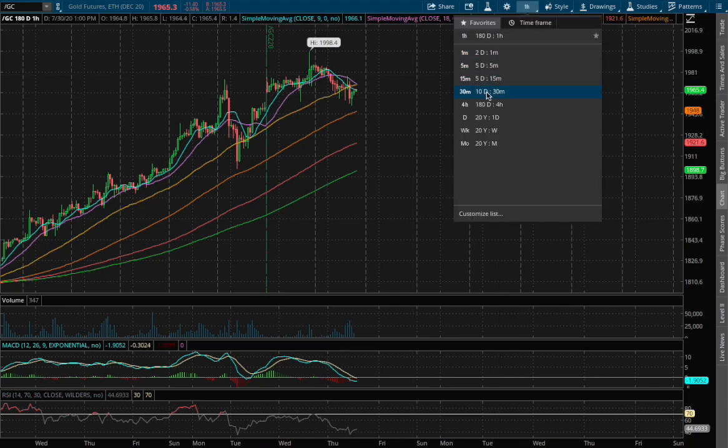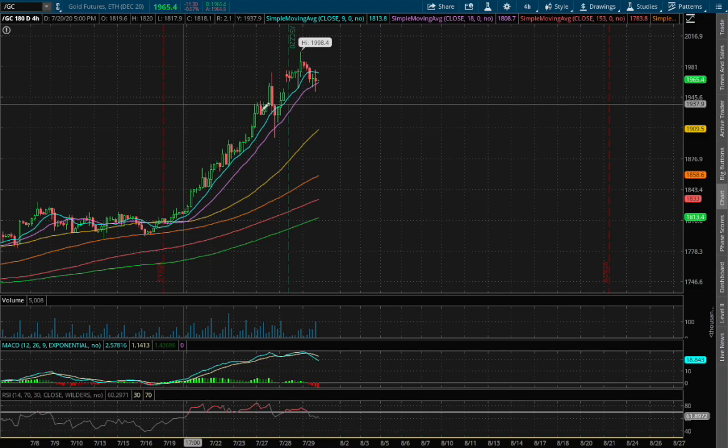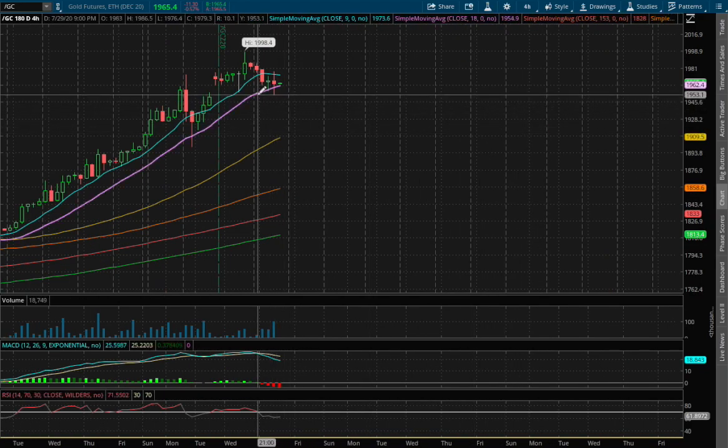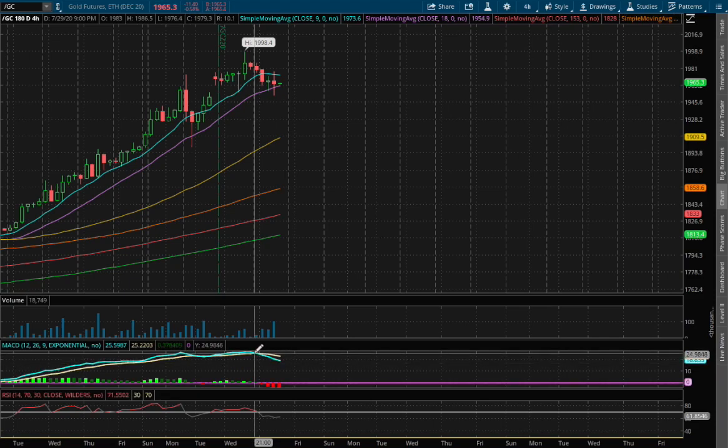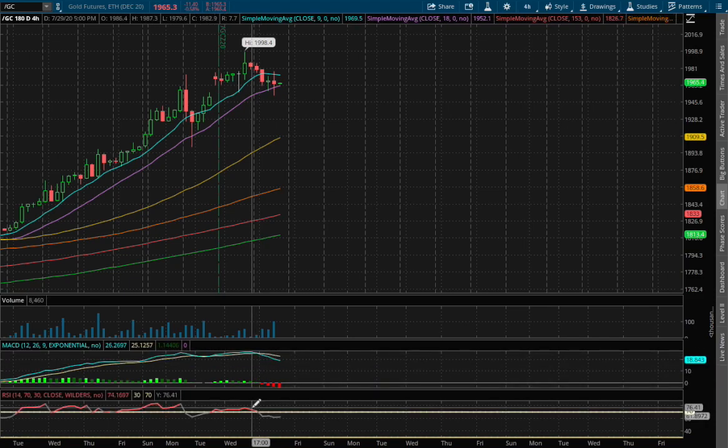If we expand that further onto the 4-hour chart, we are resting along the 18 moving average, this purple line, but we did see a divergence on the 4-hour MACD, and we're still near overbought RSI.